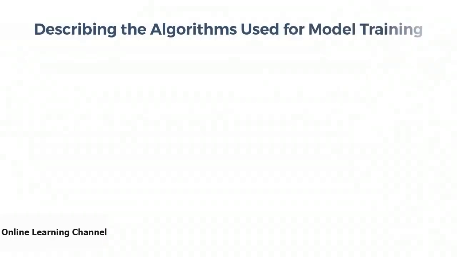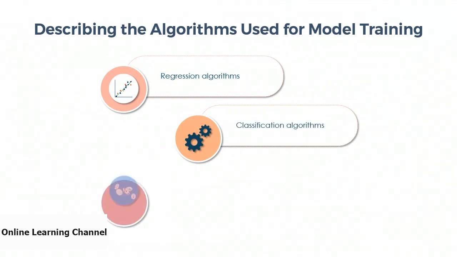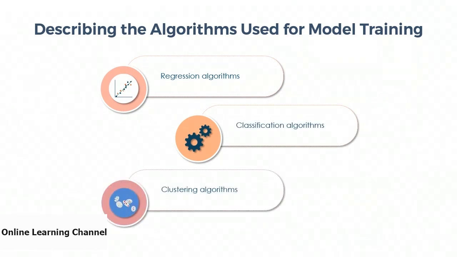When we set about on our journey into model training, the primary question to ask yourself is, what sort of algorithm do I need? When it comes to machine learning, there are three main types of algorithms that you can choose from: regression algorithms, classification algorithms, or clustering algorithms. So let's dive into these a little bit.